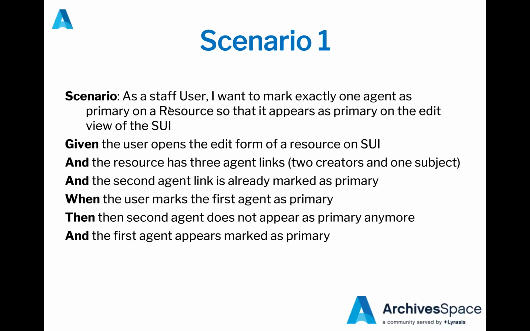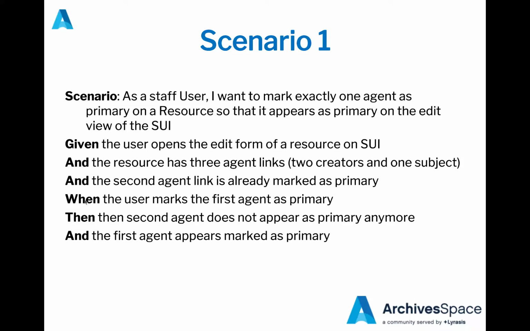As a staff user or as an archivist, that could also be the case, I want to mark exactly one agent as a primary on a resource so that it appears as primary on the edit view of the staff user interface. So given the user opens the edit form of a resource on a staff user interface, and the resource has 3 agent links, 2 creators and 1 subject. In this step also, we have a very specific outline of the context. And the second agent link is already marked as primary.